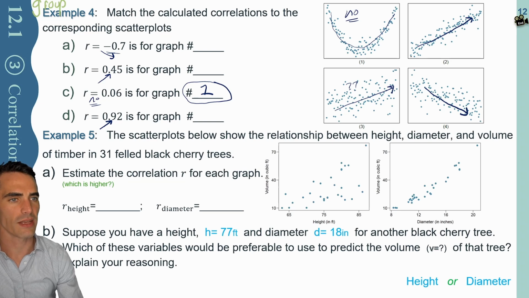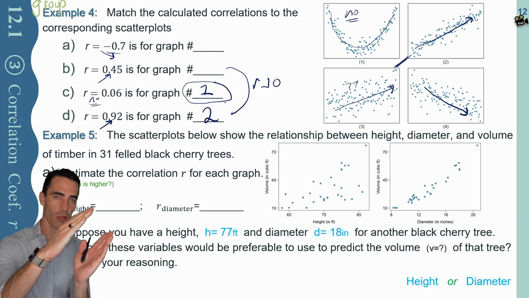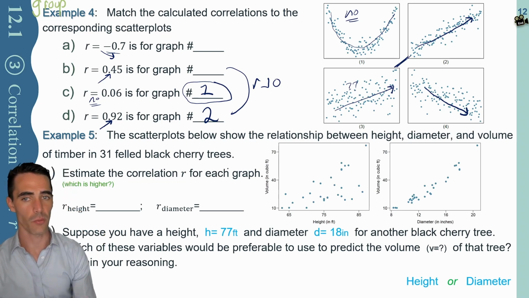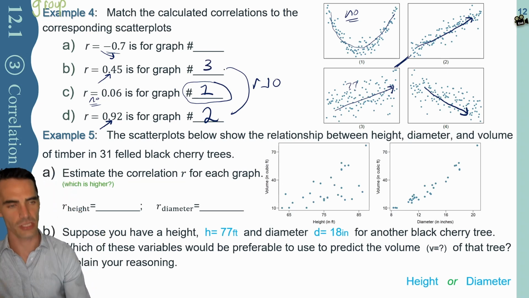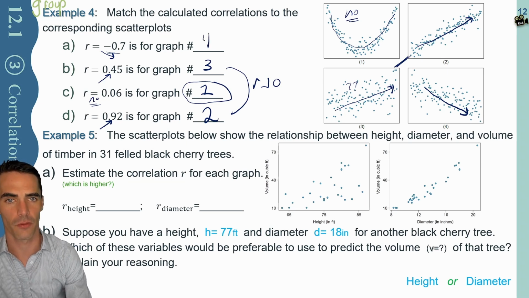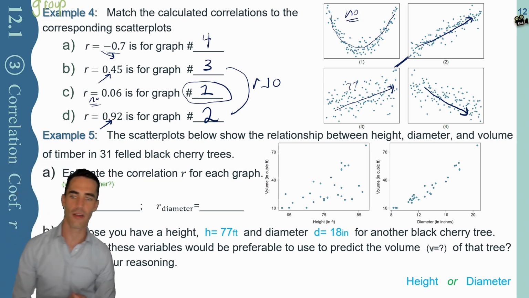We then have two positive relationships. In fact, I have two positive R values, R greater than 0. And it looks like the better one is going to be 2, that second graph. All my data is more closely knit together. And then my weaker one is the 0.45, or graph number 3. And of course, the only negative graph is number 4. And that's going to be my fourth graph to identify.